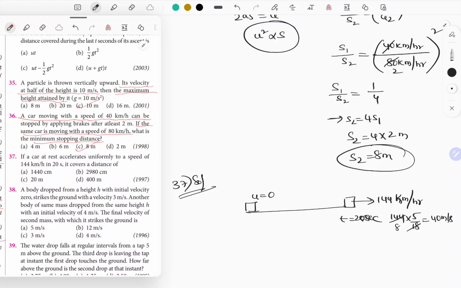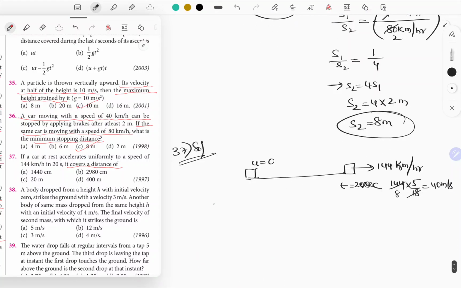Now, what's the question they're asking? They're asking the distance covered. Super. Then s is equal to ut plus half at square, this is the formula. Initial velocity u is equal to 0. So 1 by 2, did they give acceleration? No, they didn't give acceleration. This formula is not applicable directly.